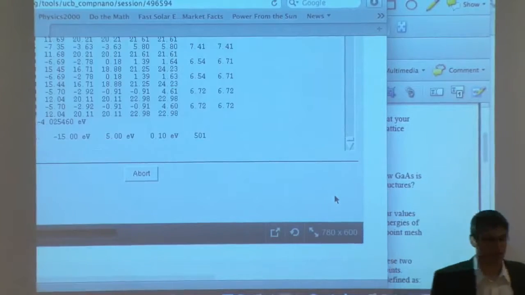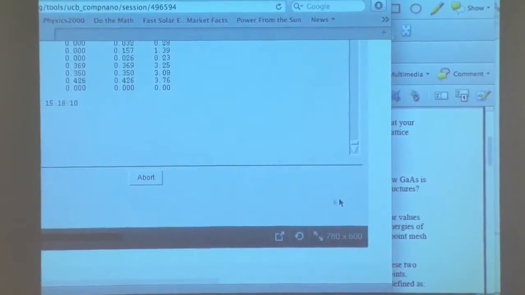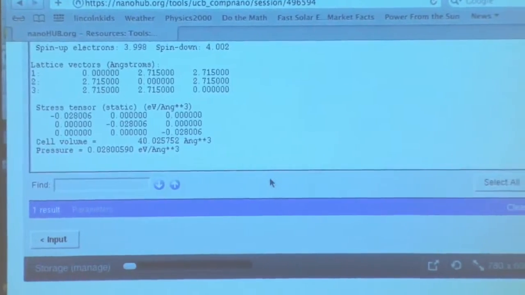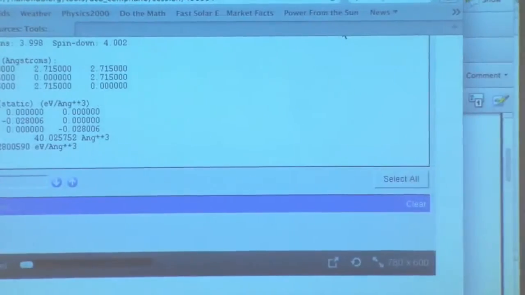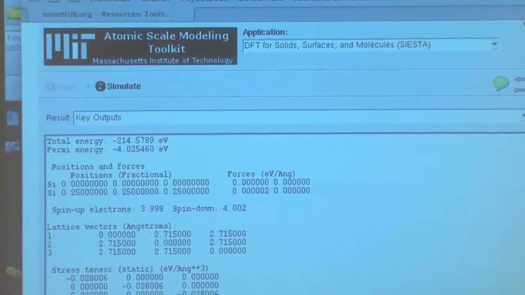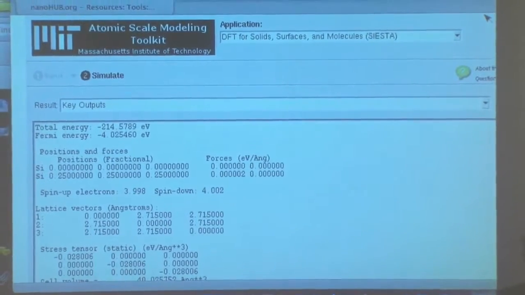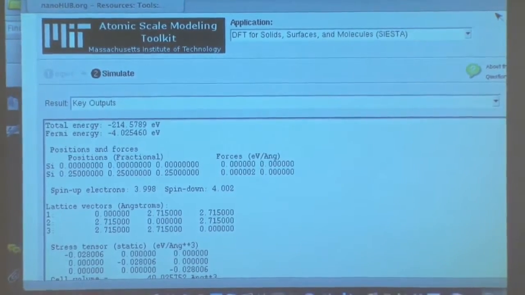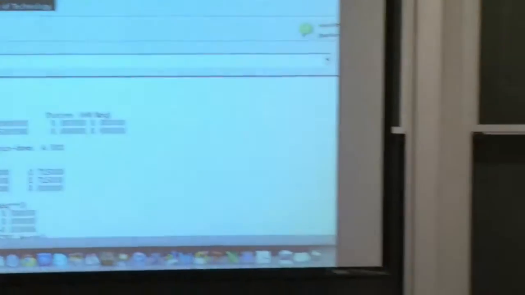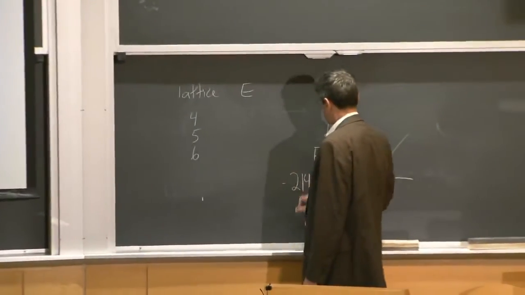So this is silicon, right? And I did silicon, and I got a crystal, and I forgot to click to show me the structure, but it's this beautiful structure, okay? And in the output, it gave me 214.6 eV. So my energy here, let's just say that was the right lattice, is 214.6 eV.